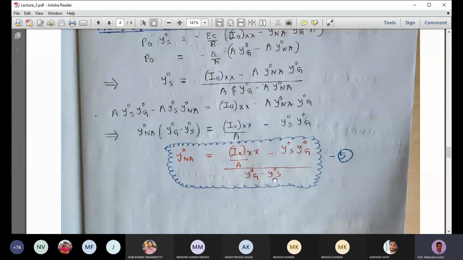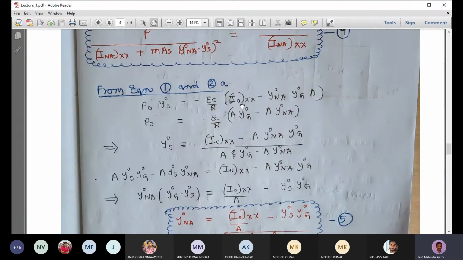Okay. So left hand side is unknown, right hand side everything is known. For the rectangular cross section, what is I naught? We can find out. Or for any cross section about the base, we can find out. What is the area of the cross section? We can find out. What is the location of the centroid? Yg we can find out from the centroid formula. Ys, what is the location of the steel from the base? We can find out. So everything is known here, and we can find out this yna value.